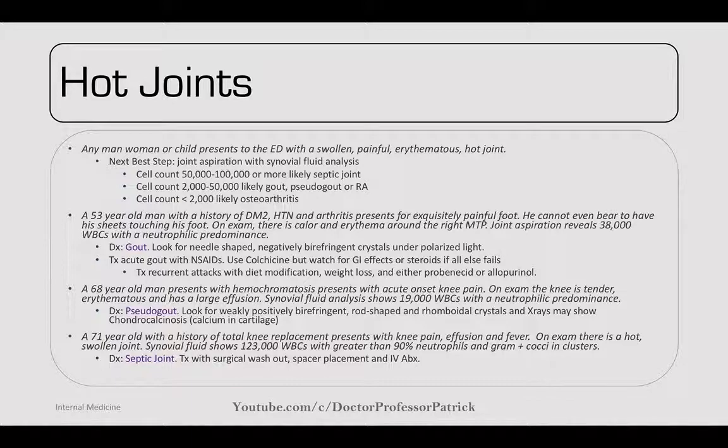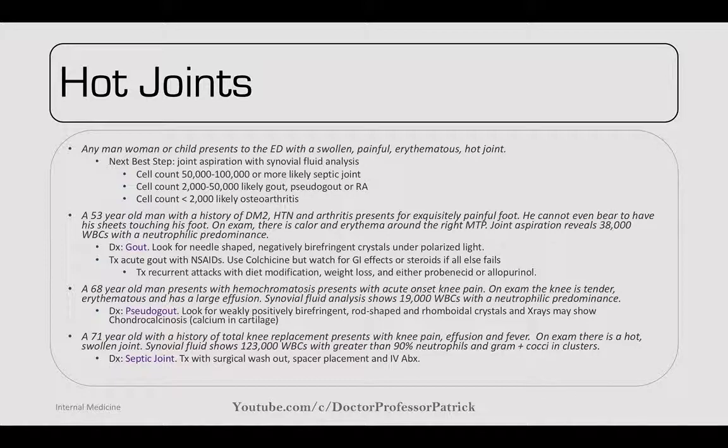So we've got a case of a 53-year-old man with a history of diabetes, hypertension, and arthritis presenting for an exquisitely painful foot. He can't even bear to have his sheets touching his toe. On exam, there is calor and erythema around the right MTP. Joint aspiration reveals 38,000 WBCs with a neutrophilic predominance. So this is classic of gout, and you want to look for needle-shaped, negatively birefringent crystals under polarized light.